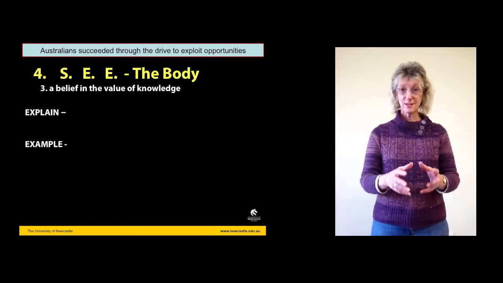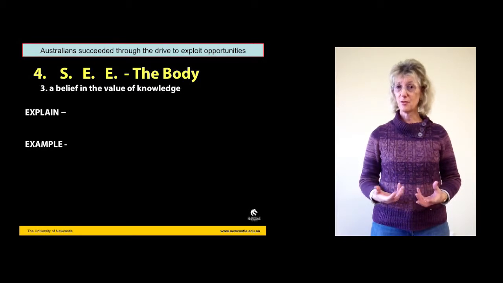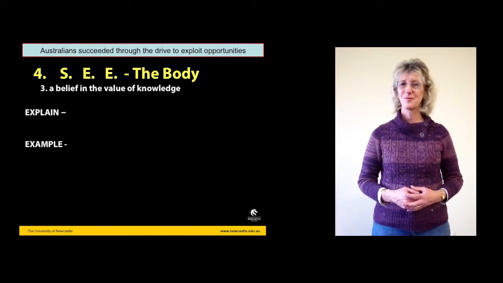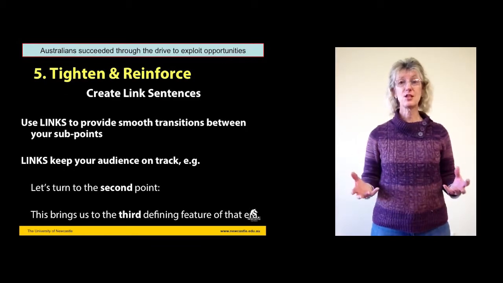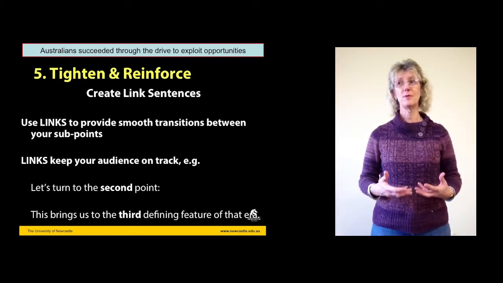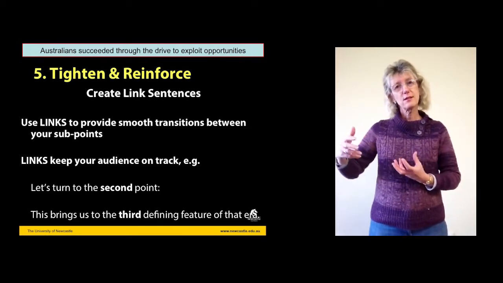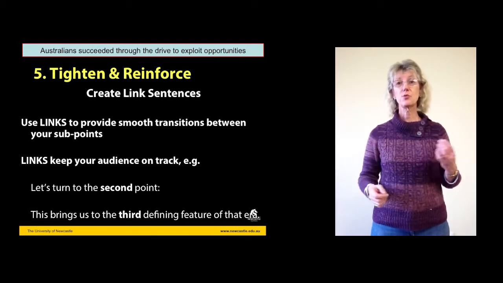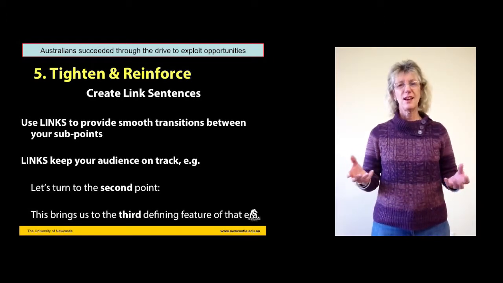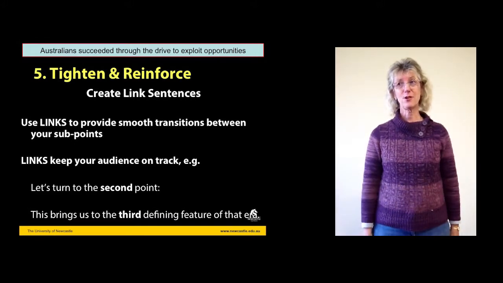Now once you've written these 3 main points each with its 3 subpoints, which are easy to remember because there's only 3 of each, the next job you have to do to be able to make it a speech is tighten and reinforce your message with link sentences. Links provide smooth transitions from one idea to another and between your subpoints. And links help to keep your audience on track and know where you're going.